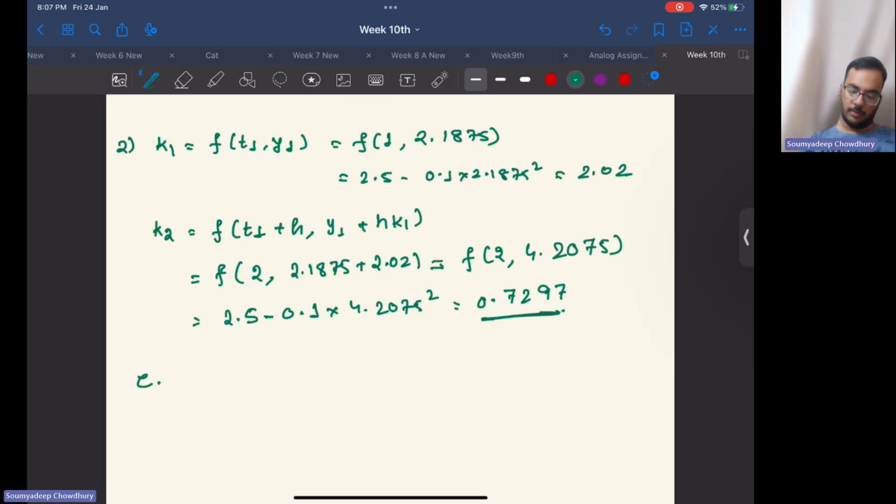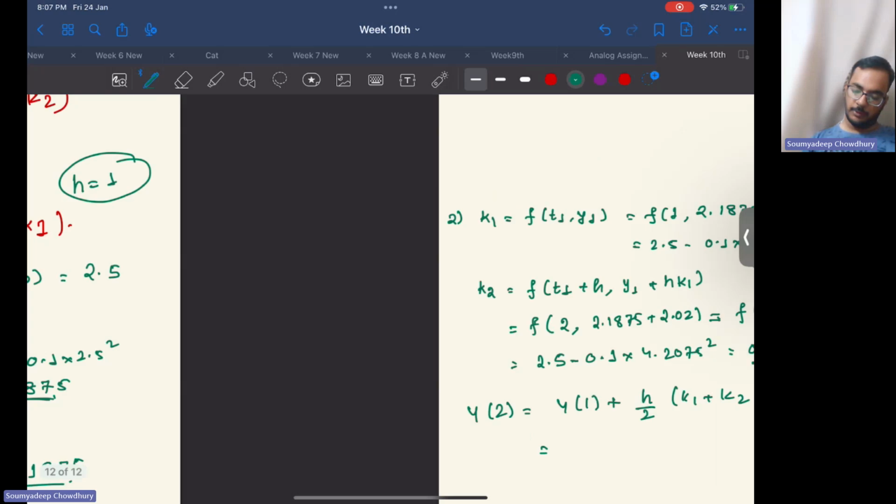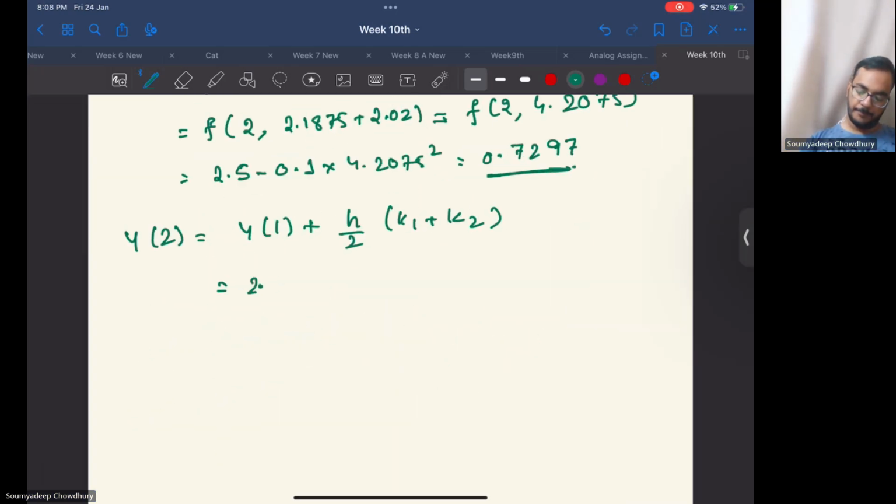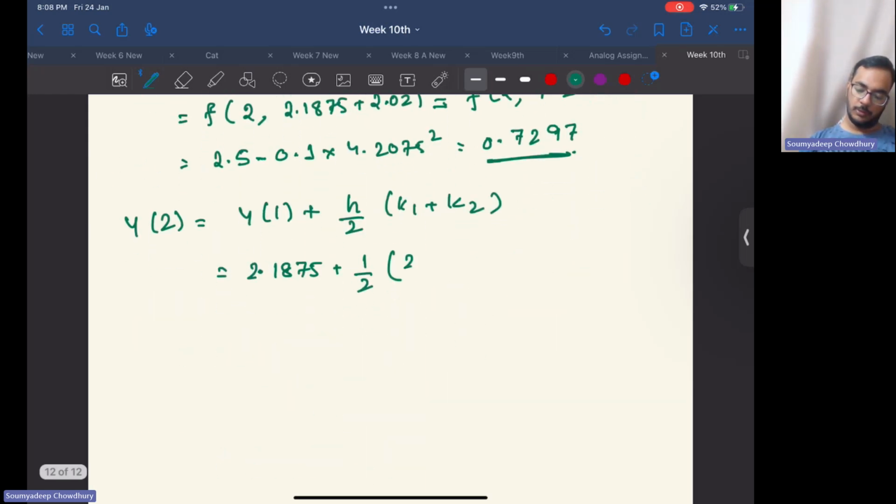So we can find out the error. Now we have to find out y of 2, which is y of 1 plus h by 2 into k1 plus k2. y of 1 was how much? 2.1875. h is 1. k1 is 2.02. This gives 3.562.